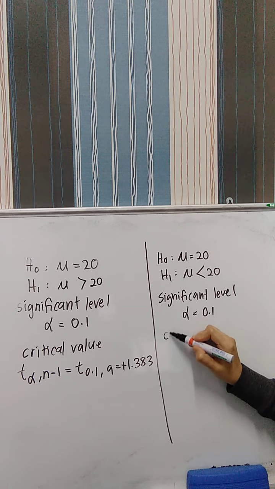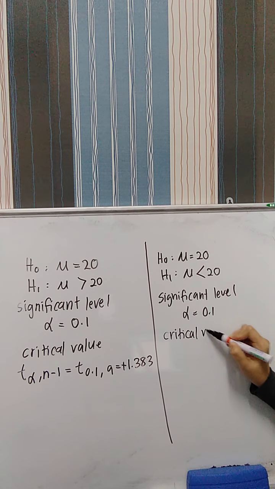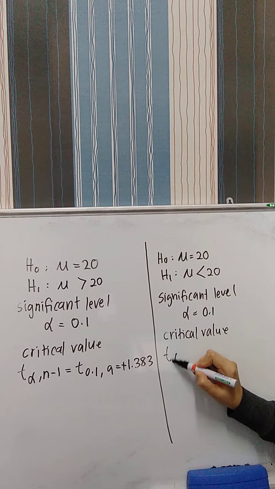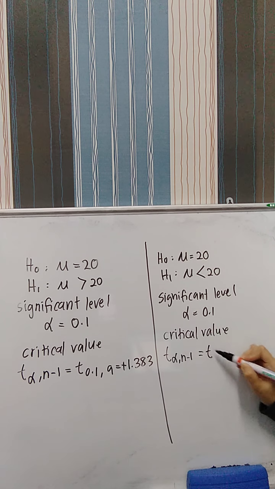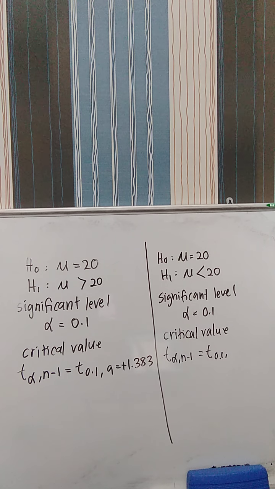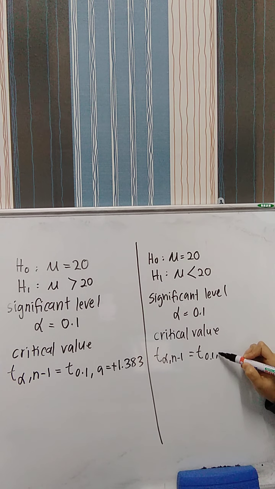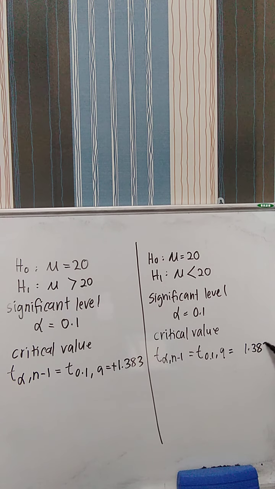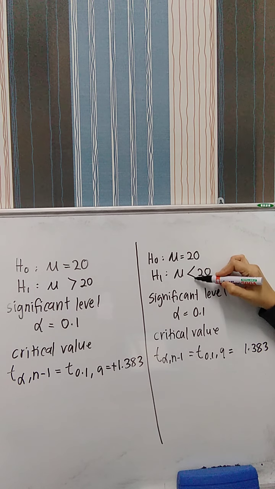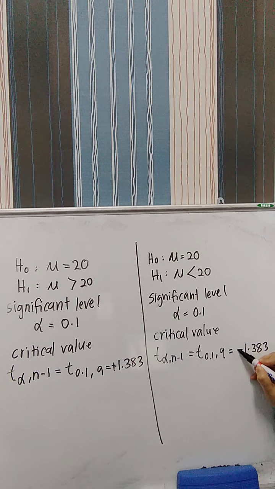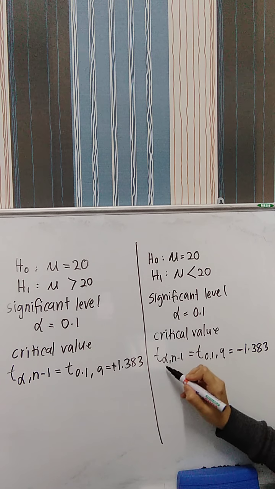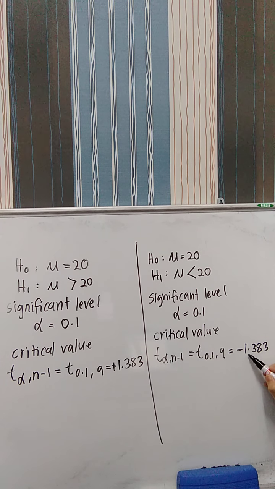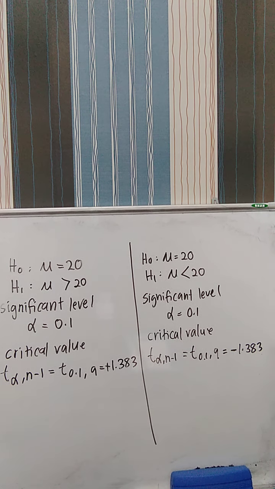And then for the critical value here, same t alpha, n minus 1. So t 0.1, n minus 1 same 9. The answer is 1.383. But because this is less than, the symbol here is negative. Same, make a correction for your note: this one only alpha, and the answer is negative 1.383, read from the table.